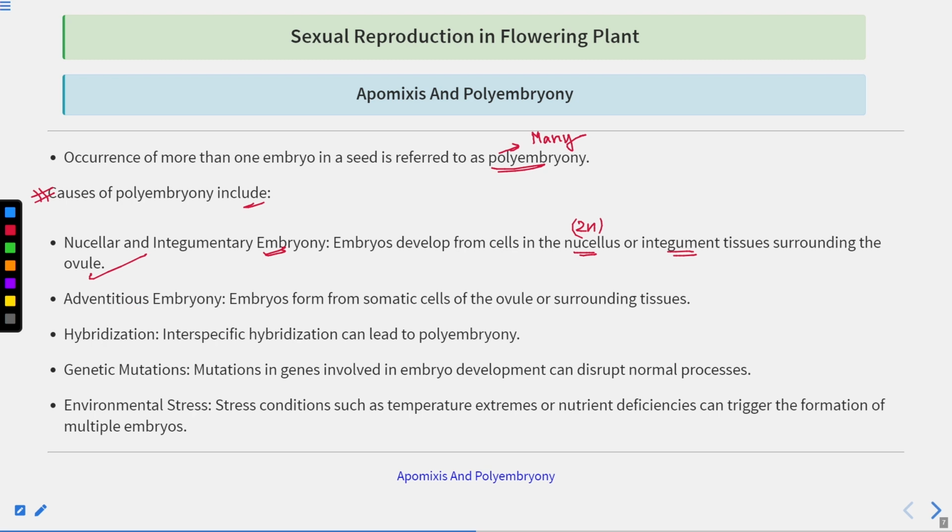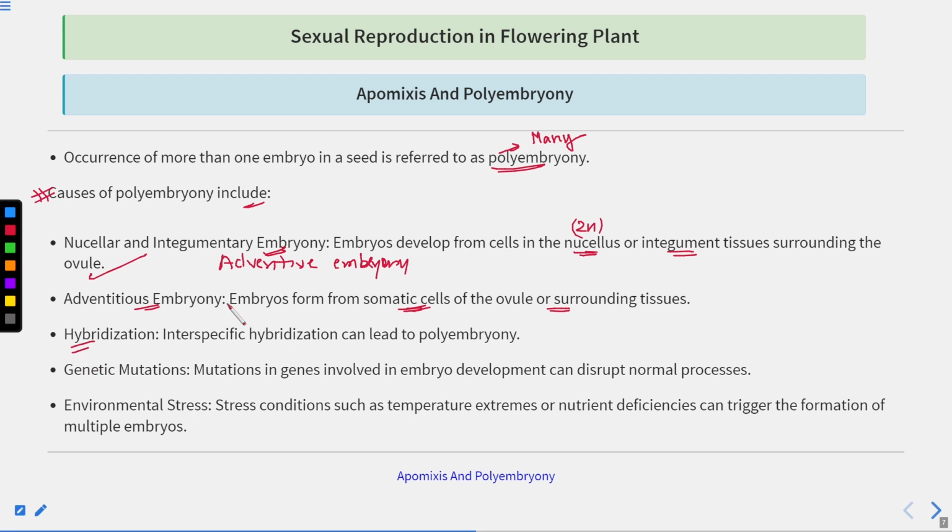Next is adventitious embryony. Embryos form from the somatic cells of the ovule or the surrounding tissues. This is known as adventive embryony. Formation of embryo from nucellus and integument is also known as adventive embryony. So these nucellus and integument are all somatic cells.